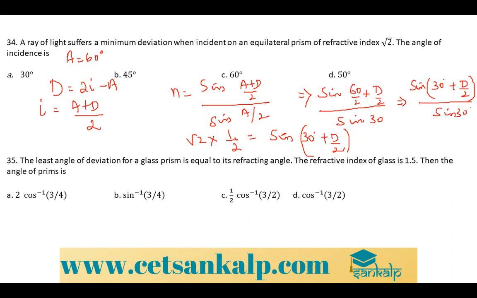I'll shift the sin to this side. Sin inverse of 1 by root 2 is 45. Correct? So 45 minus 30 is equal to D by 2. It is 15, right? So 15 is equal to D by 2. So D is equal to 30 degrees.